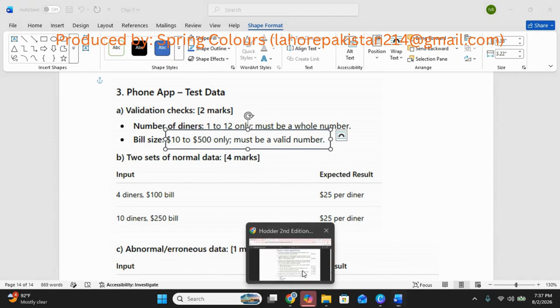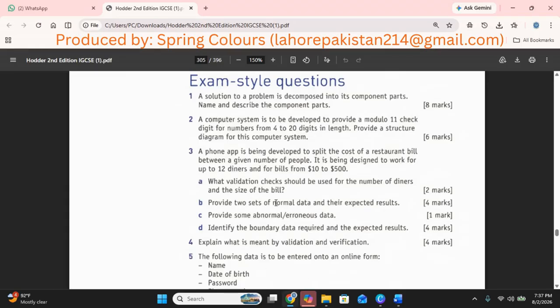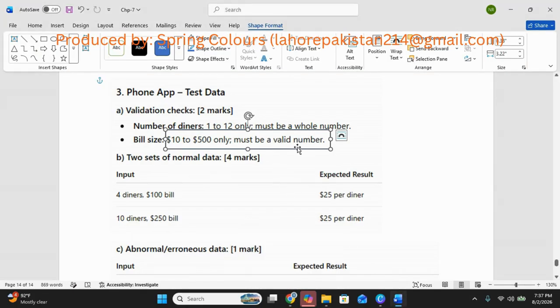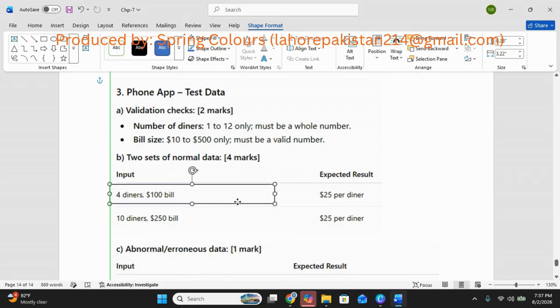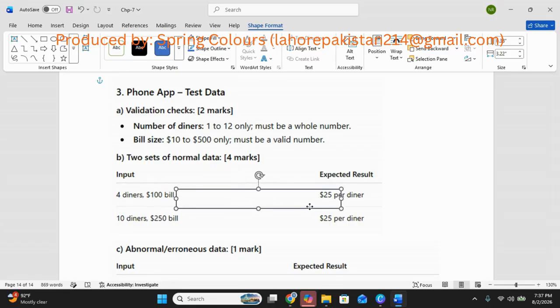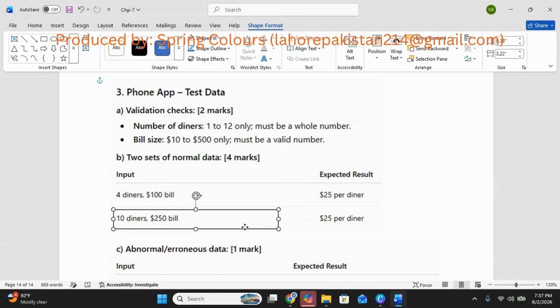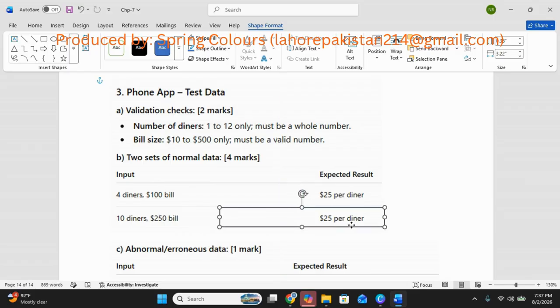Now let's move on to part B. Provide two sets of normal data and their expected results. As you know, normal data is data which will be acceptable to the app. There can be four diners and the bill can be $100. And when 100 is divided by 4, the expected result will be $25 per diner. There can be 10 diners and the bill can be $250. And when 250 is divided by 10, the answer will be $25 per diner.